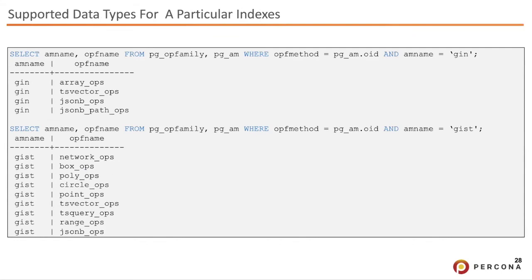This is a simple query where you can see which kind of index can be used with which kind of operators. You run this query for GIN, the GIN index with array ops, tsvector ops, jsonb ops, and it gives you all the information. I ran it only for GIN, because if you run it with B-tree, it's a whole long list. The operator family query gives you the information about B-tree, hash, BRIN, all of that.